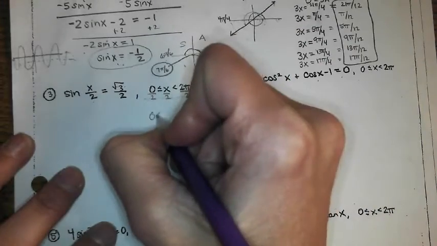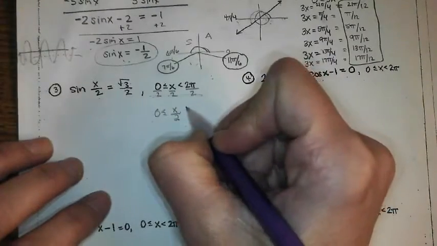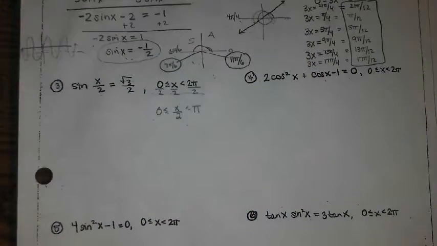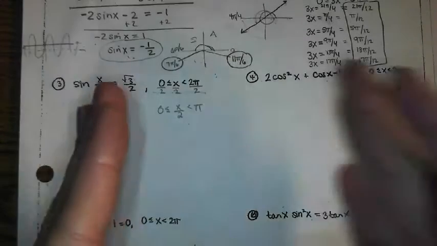So I realize that the x over 2, which is what I'm taking the sine of, I'm really only looking for values between 0 and pi here. So this is going to give me fewer solutions than I would have originally had if I was just taking the sine of x. Because when you divide this by 2, you're actually stretching out your sine.